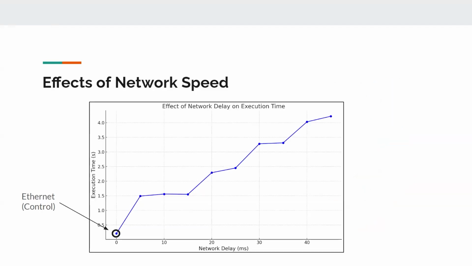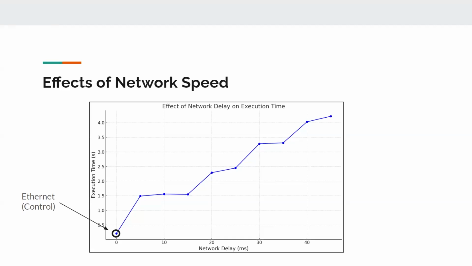So we realized that most networks are wireless, and we were testing with Ethernet. So we want to simulate how our connection and model would work in a Wi-Fi environment. So here in the bottom left, you can see that that's our Ethernet there, and you can basically see that without any network delay, our model is extremely fast.